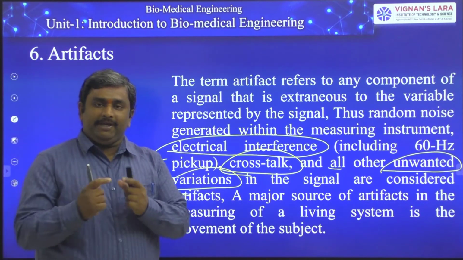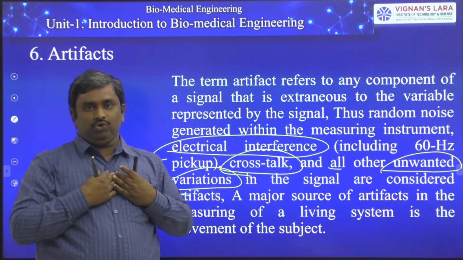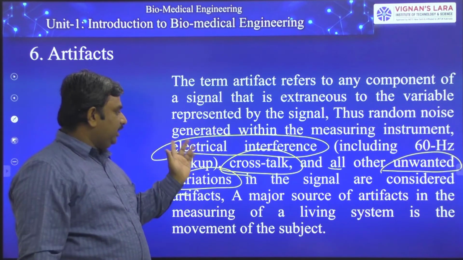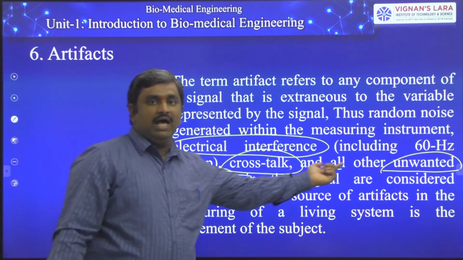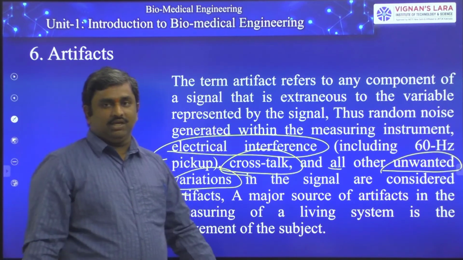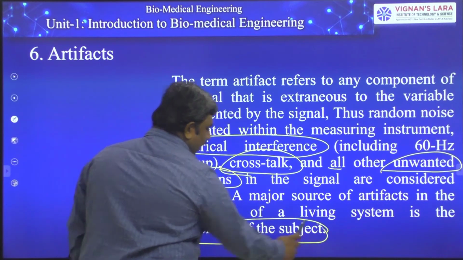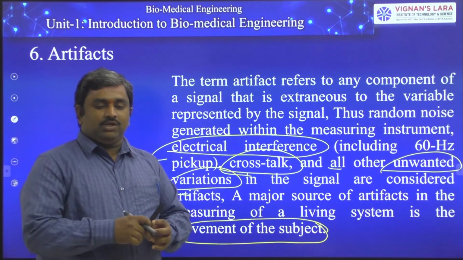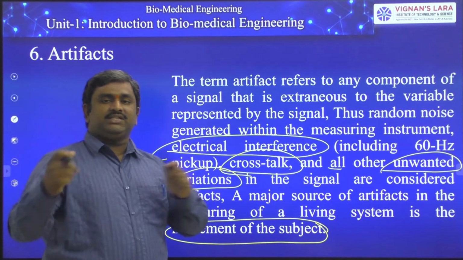When a patient is being measured with this biomedical equipment, all the electrodes are connected to the human patient. So the human body is connected with a lot of electrodes. At that time, if there are any electrical interferences, crosstalk, or unwanted signal variations, they are called artifacts. Generally, these artifacts are caused by the moving of the subject. Moving of the subject means moving of the human body. Sometimes the patient will get fits, and at that time the body is completely shaking.